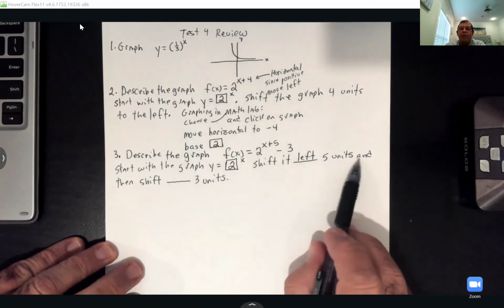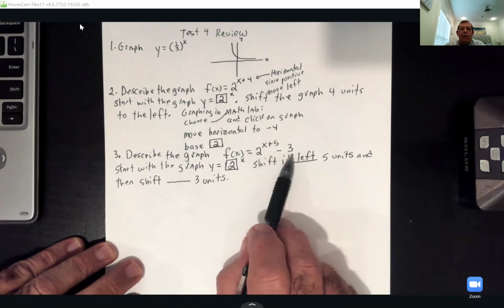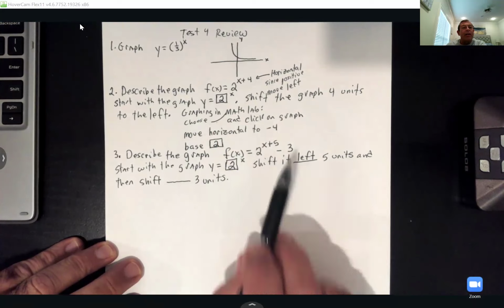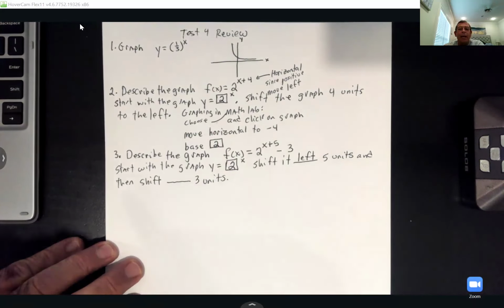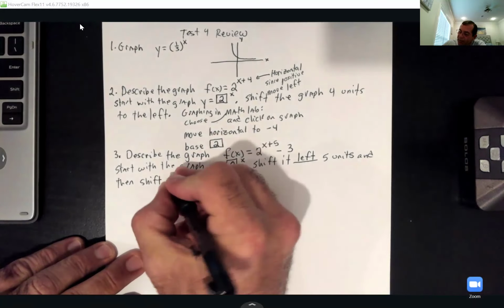And then how about this one? And then shift it blank 3 units. Well, that 3's been subtracted at the very end. So up, down, left, or right? Jacob, you got down. Good job.